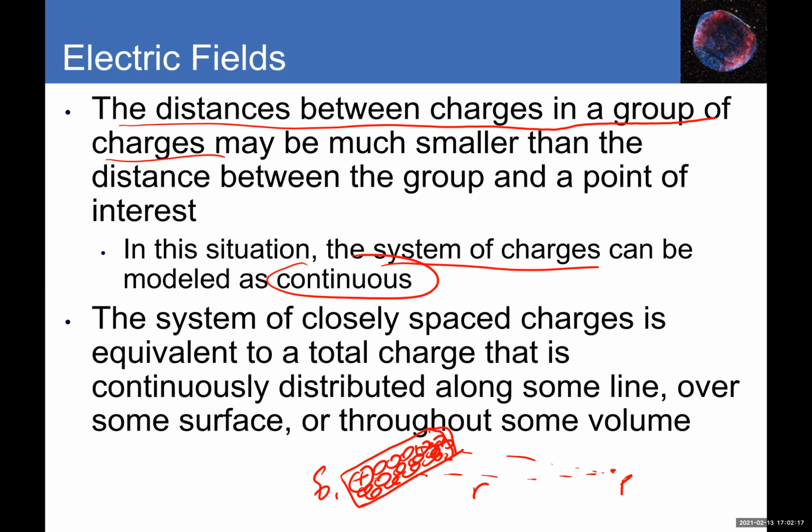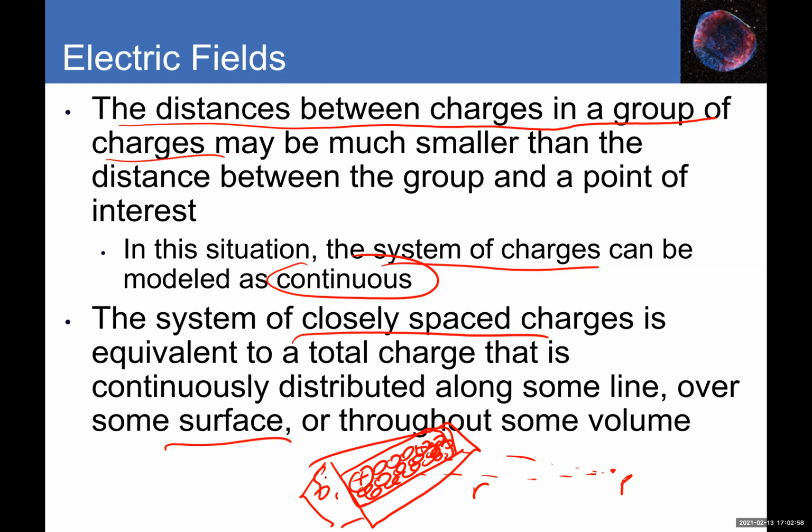So the system of closely spaced charges is equivalent to a total charge that is continuously distributed along some line, sort of like the rod I was mentioning. It could be one-dimensional, or a surface, which is two-dimensional, or some kind of volume, meaning three-dimensional, like a system or an object. That means we are not dealing with a point particle or a collection of point particles. We're dealing with a system of continuous distribution.